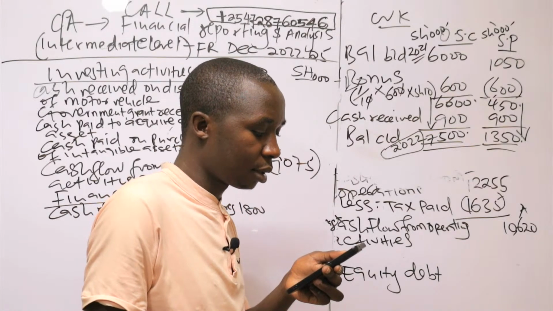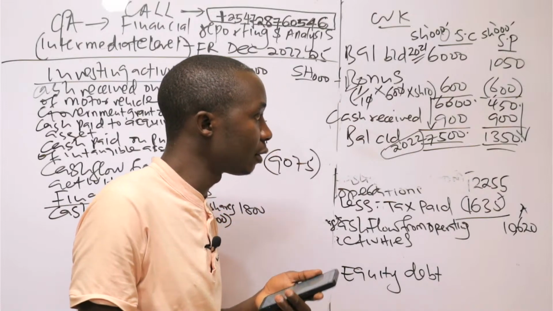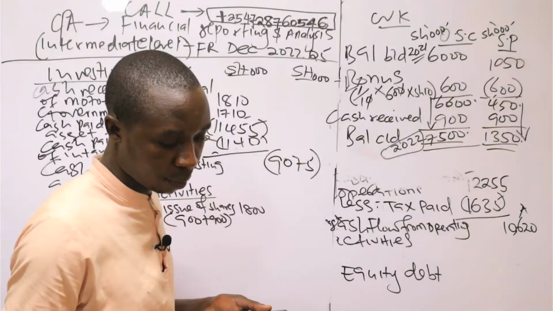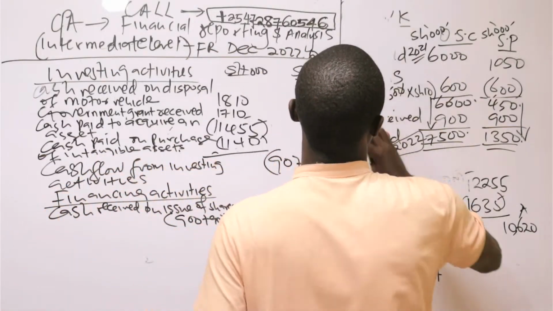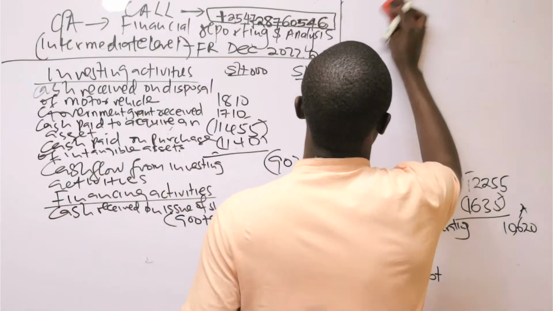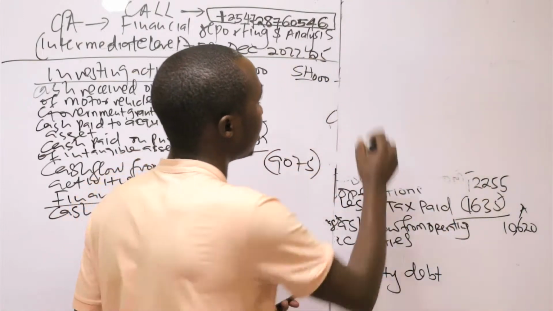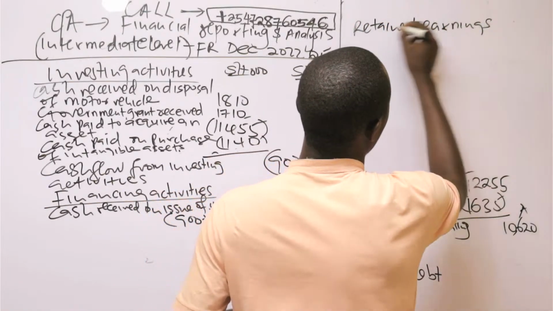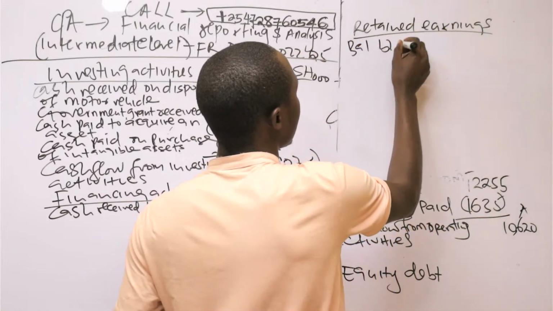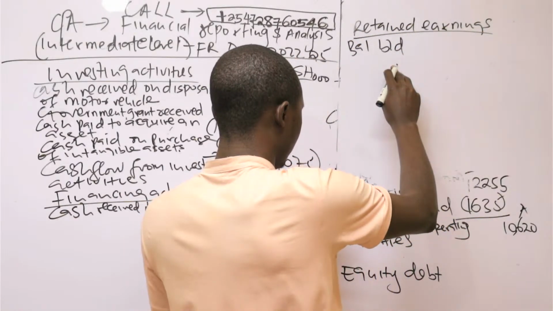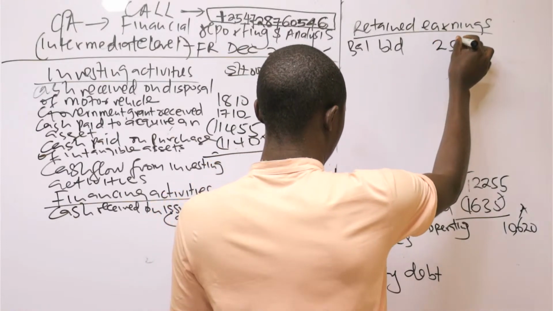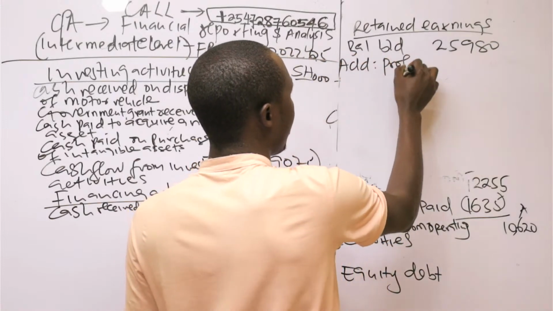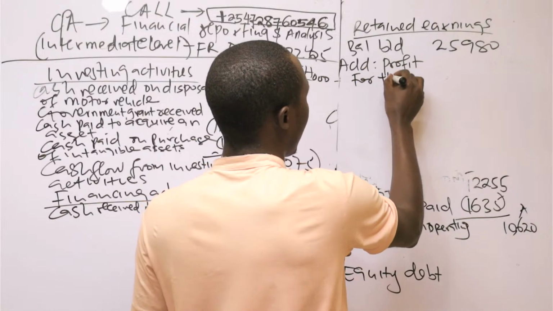So we go to the retained earnings and check if there are dividends paid. I do the workings for the retained earnings to check for the dividends paid to the shareholders. So you use the retained earnings. My balance brought down as per 2021 is 25,980. Then you add the profit for the year from the income statement.